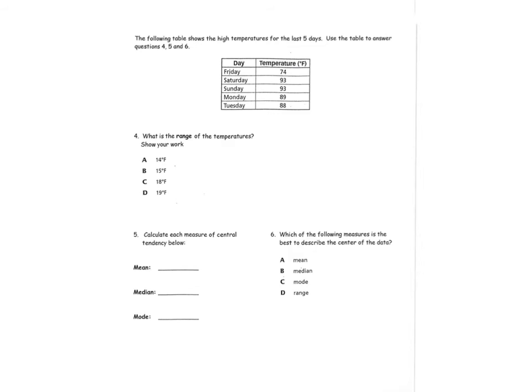Using the table above, calculate each of the measures of central tendency. There's mean, median, and mode. You do not have to show your work for this section, but please write your answer. Using your calculator and or a piece of paper and pencil, please calculate the mean and then write the answer. Press continue when you're done.